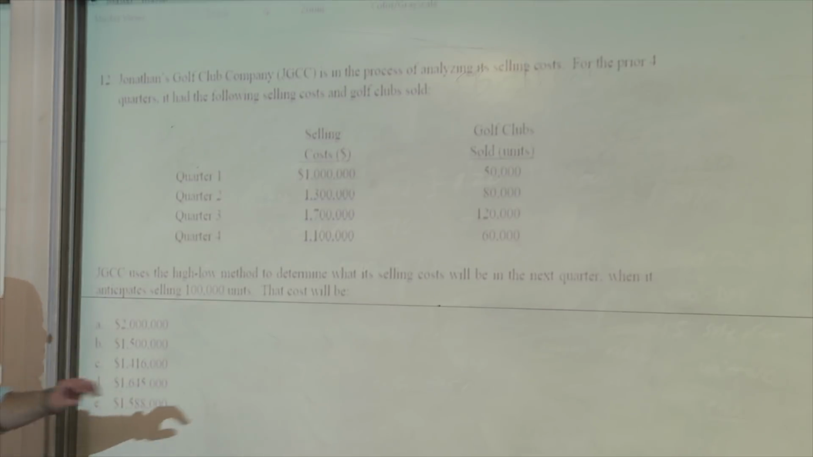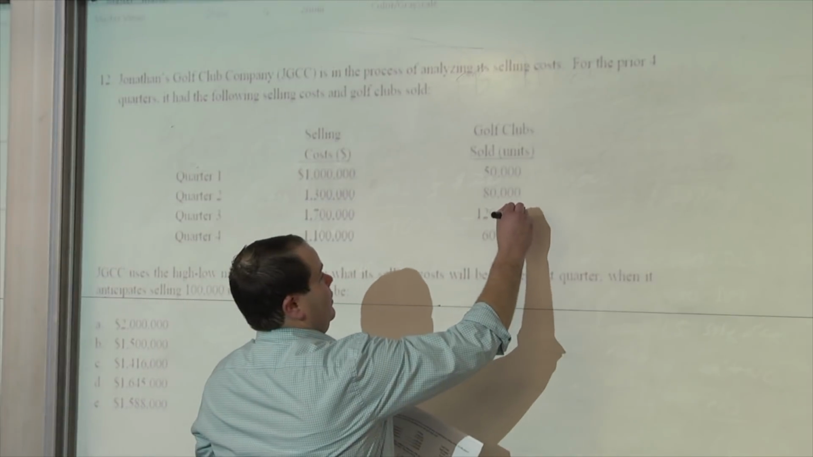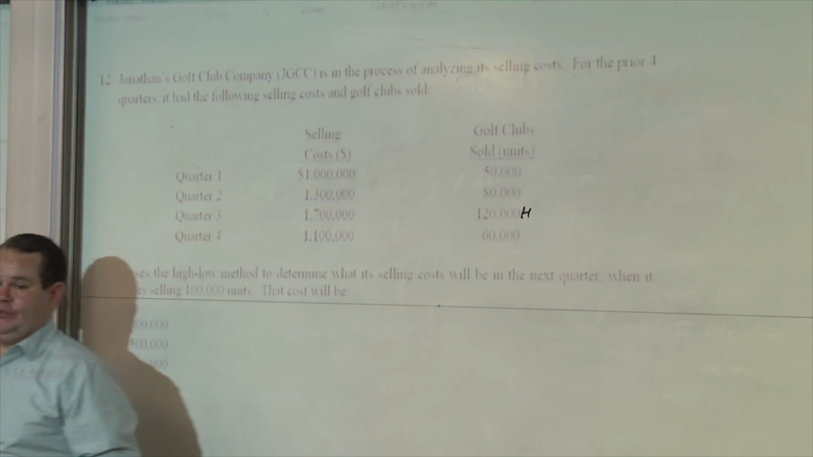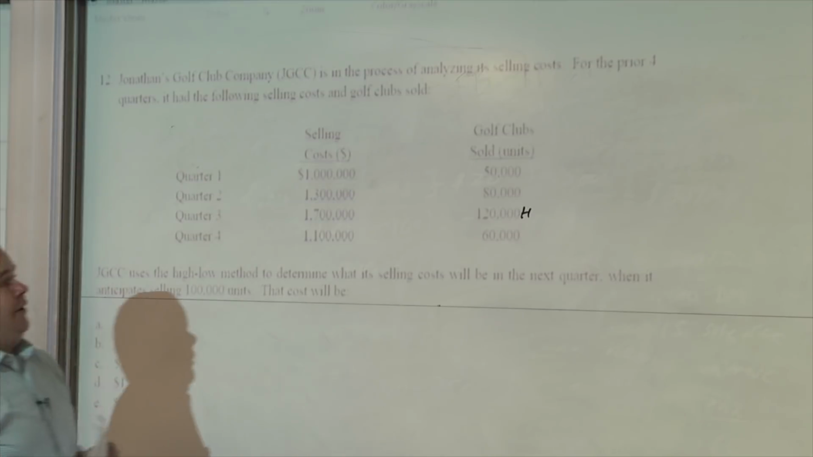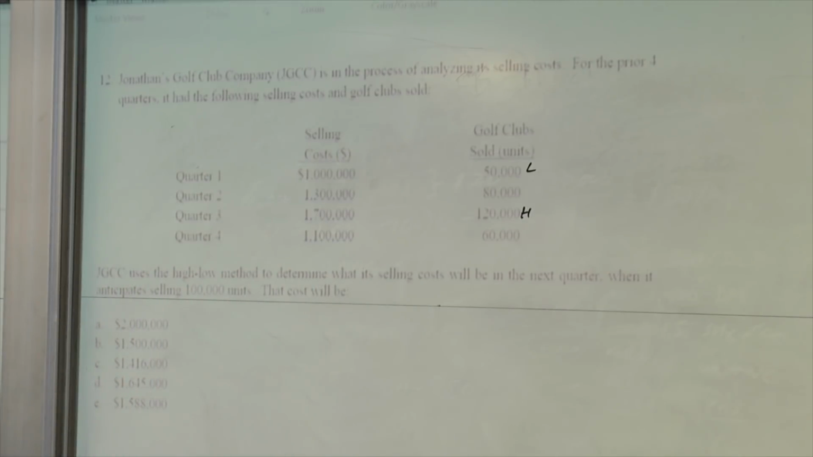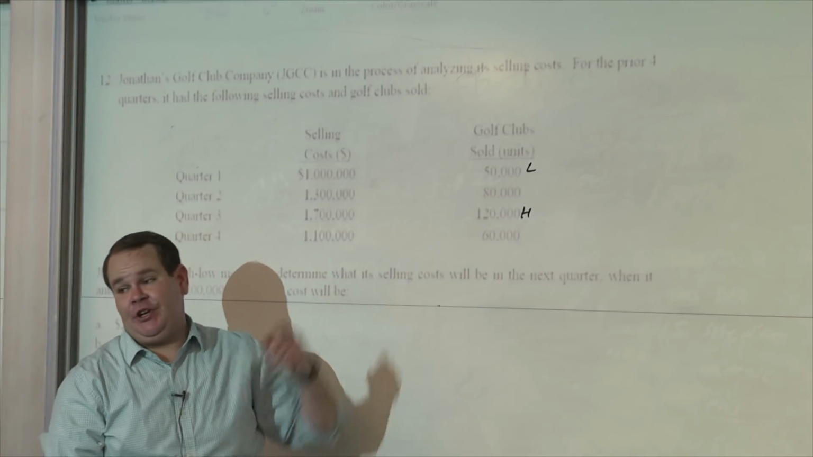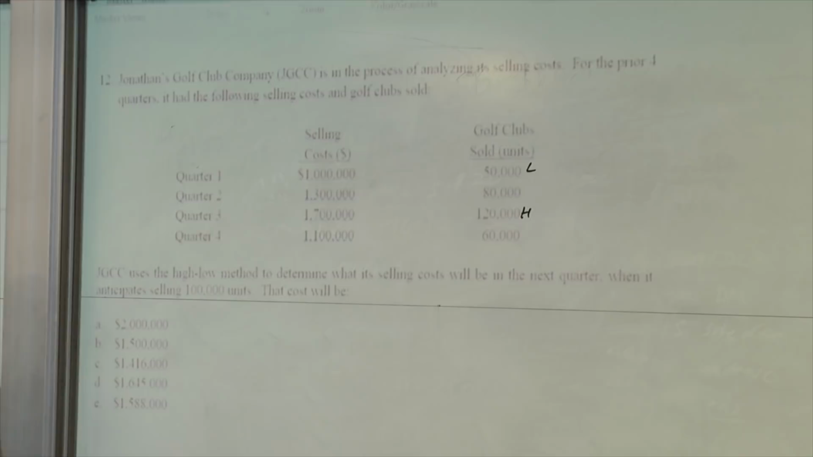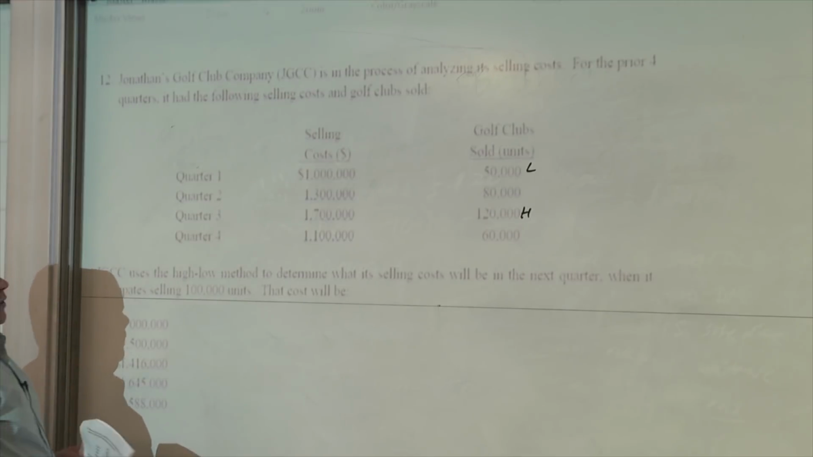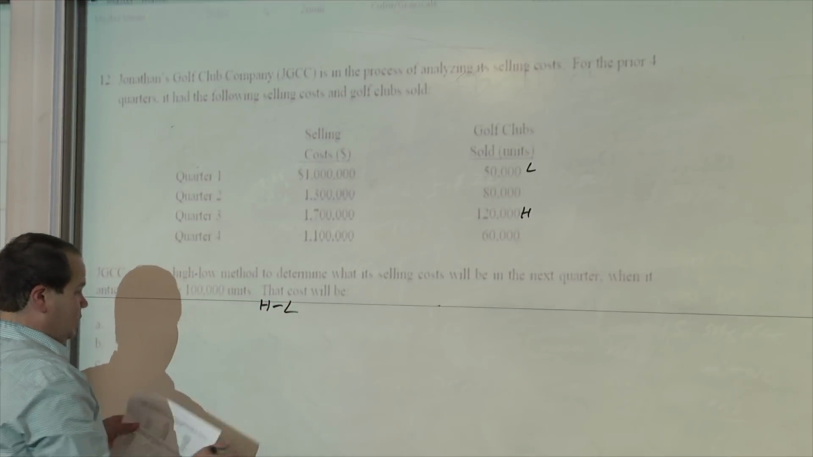High-low method is the method you use to try to determine how much the variable cost is compared to the fixed. So with the high-low method, you look and you find this is the highest activity of 120,000 golf clubs sold. You then want to find your low scenario of 50,000. So basically you're kind of calculating a slope here because you're going to want to see what the change in selling costs are divided by the change in units that created that change in selling costs. And by doing that, we're going to be able to break down which portion of this is fixed. So you just do high minus low.